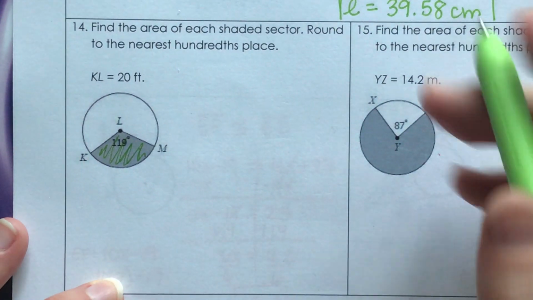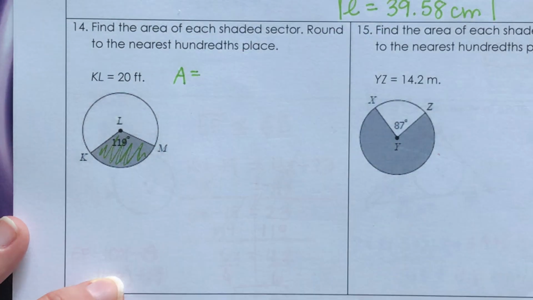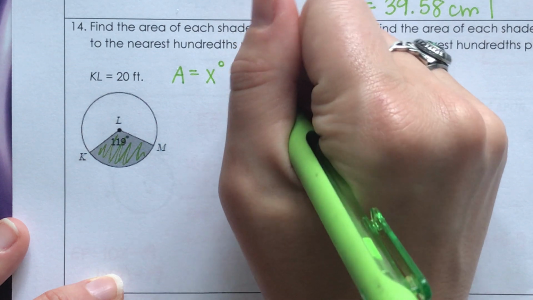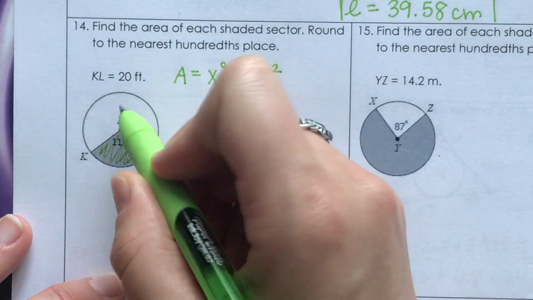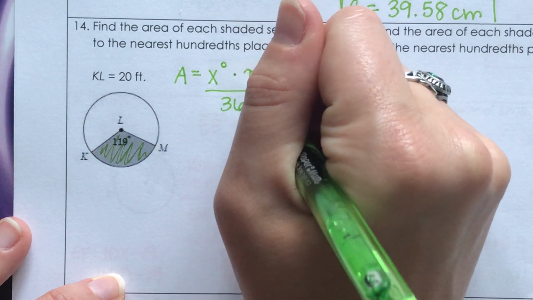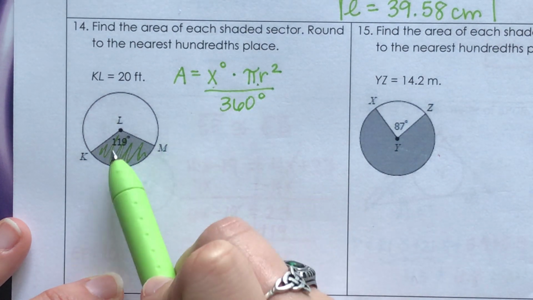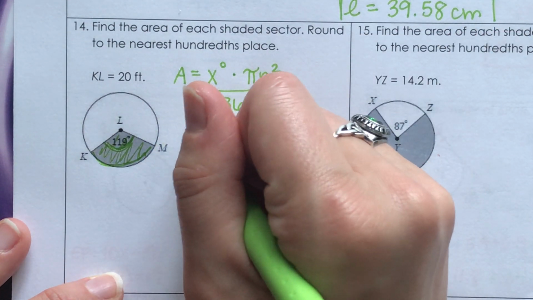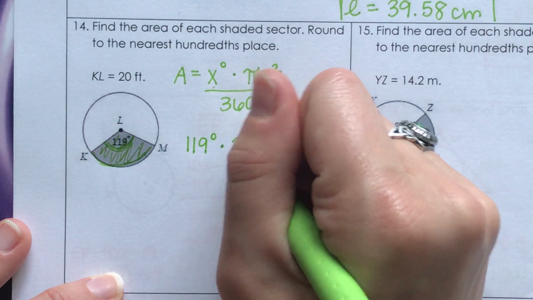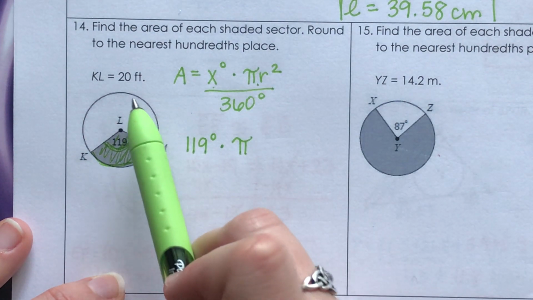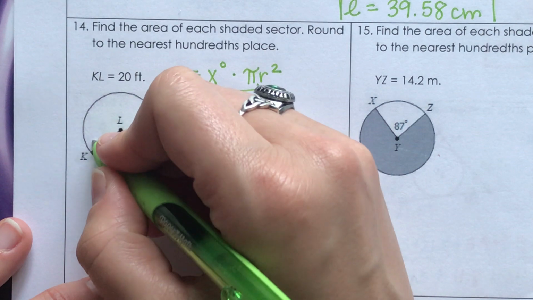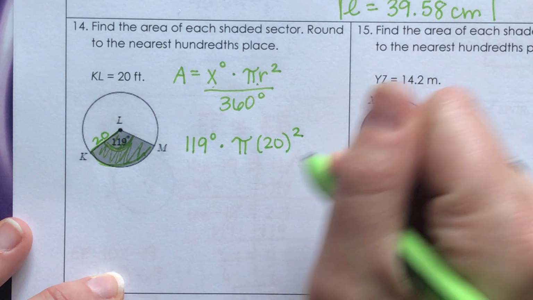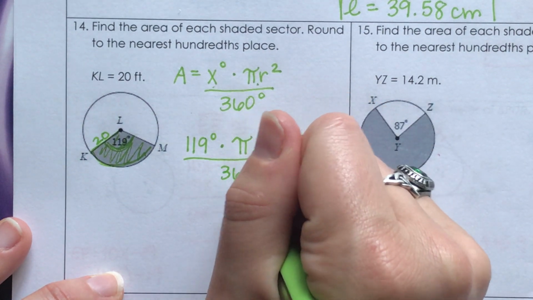So since we're talking about area, my equation's different. Its area equals, it's still the x degrees times, this time it's pi r squared because that's how you find the area of a circle, and then I divide it by 360. Okay, I'm given the degree measure for this area, right? I'm already given that degree, it's 119, times pi r squared. I am given KL is 20. That's a radius, so I'm going to do 20 squared. Then I'm going to divide it by 360.